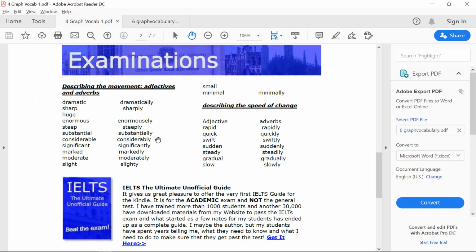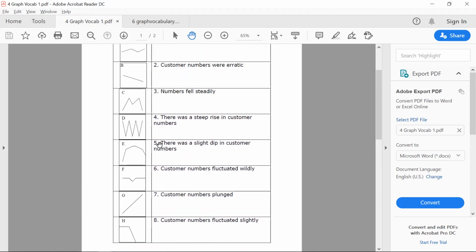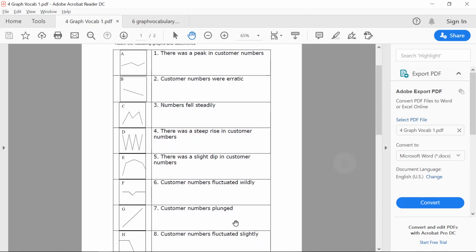Similarly, looking at this, let's just do this exercise together. We have to match the column. There was a peak in customer numbers. So I'm reading this sentence. There was a peak in customer numbers. Which one would you match it with out of these 7 or 8 graphs given here? I can see this as a peak, isn't it? So there was a peak in customer numbers corresponds to this. You can always pause the video here and do this exercise yourself.